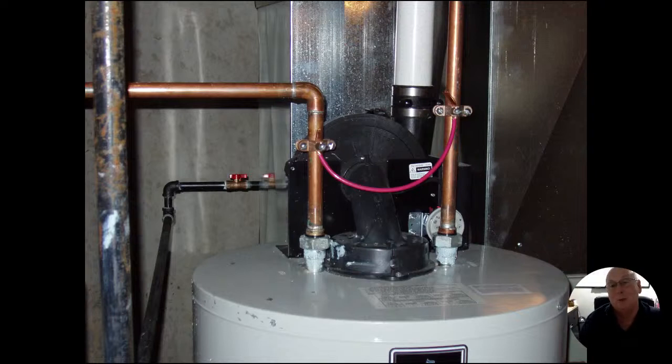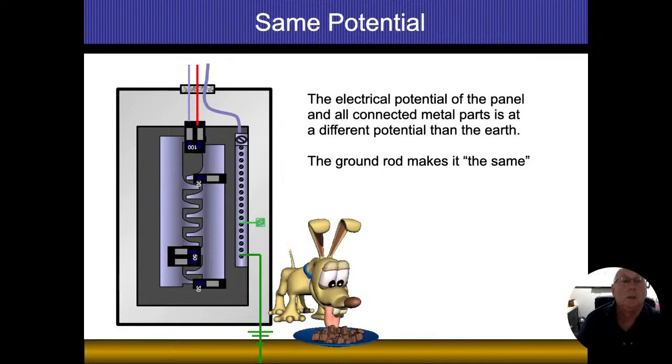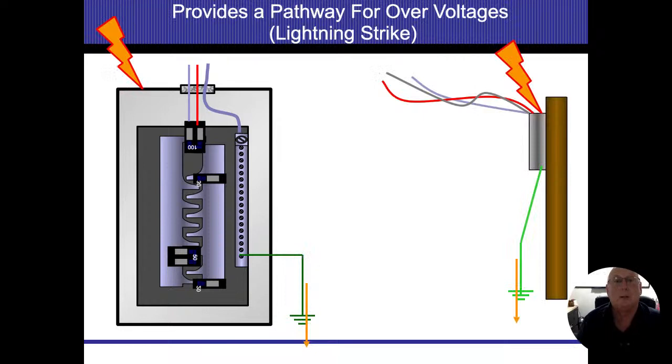Not to mention we've got dielectric unions on the water heater as well. So these dielectric unions that you see down here have little plastic pieces that separate that in there. So I really don't even have a connection to my water heater at this point in time. The electrical potential of all the connected metal parts needs to be the same as the earth, plain and simple. Anything that's different, we're taking a chance for electricity to flow through a human being. We don't want that to happen, so we need to maintain that we're properly grounded so that we keep that zero potential. All right. Lightning strike, same thing. I want to give a pathway for that electricity to get into the earth.